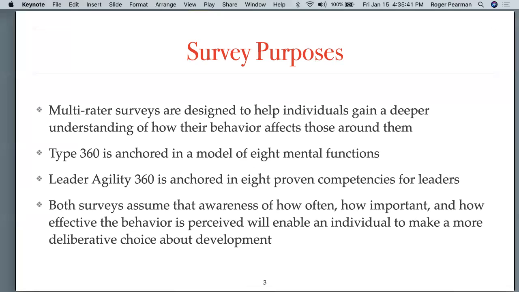Leader Agility 360 is based on the 8 proven competencies for leaders, which are foundational. You'll see throughout the report that we cover the question of how often a behavior shows up, how important it is in the current situation, how effective it is, and how that behavior is perceived when working with individuals who might want to make a more deliberate choice for their development.